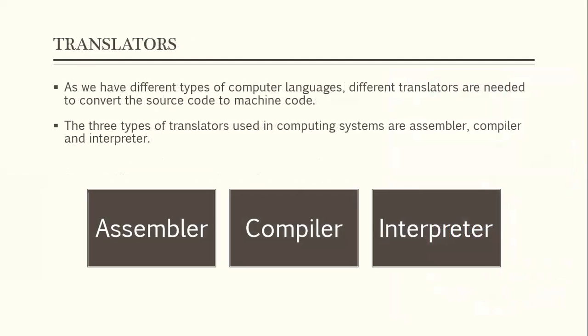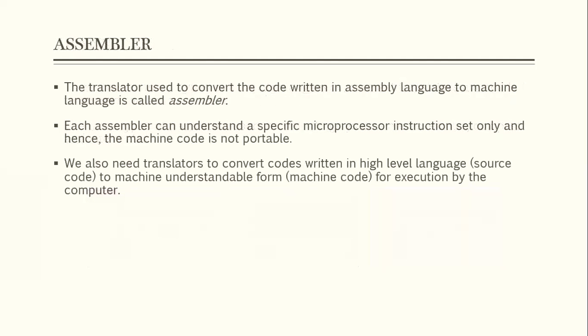There are three types of translators: assembler, compiler, interpreter. We have different types of computer languages, so we need different types of converters to convert from source code to object code, source code to machine code. Machine code and object code are both the same thing. Assembler: the translator used to convert the code written in assembly language to machine language is called an assembler.